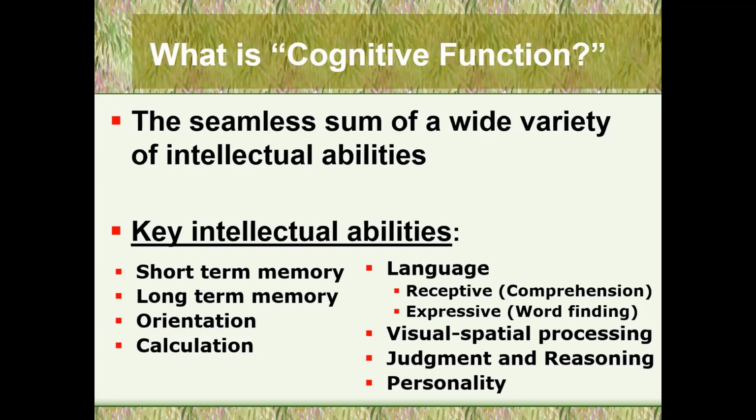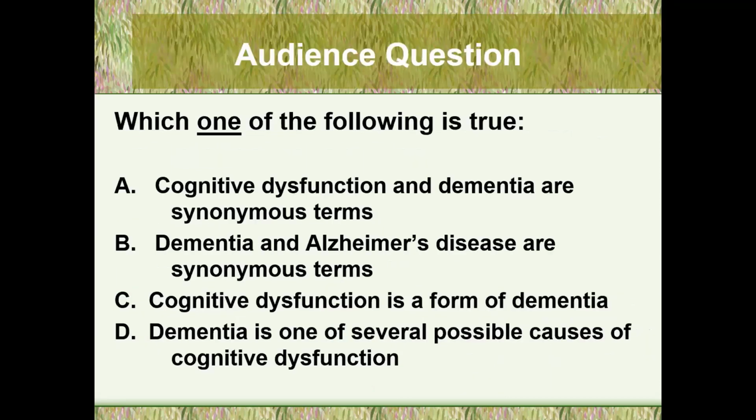Finally, personality can change as a portion of cognitive dysfunction. Patients with dementia often have changes in their personality, sometimes better, usually worse. Next slide, please. So let me ask you to consider a question. Which one of the following is true? Cognitive dysfunction and dementia are synonymous terms. Dementia and Alzheimer's disease are synonymous terms. Cognitive dysfunction is a form of dementia, or dementia is one of several possible causes of cognitive dysfunction. Take a pick in your mind, which one you'd like to select.